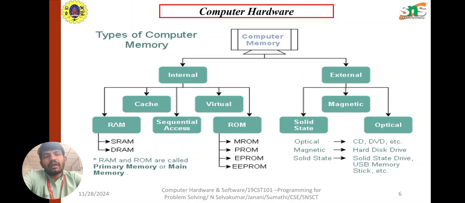ROM is divided into four categories: read only memory, PROM, EPROM, and EEPROM. These are the internal classification. External classification means we have solid state, optical, and magnetic. Optical means CD, DVD, etc. These are external devices. Magnetic means hard disk drive. Solid state means solid state drive, USB memory sticks, etc. So these are the categorizations of computer memory, internal and external.